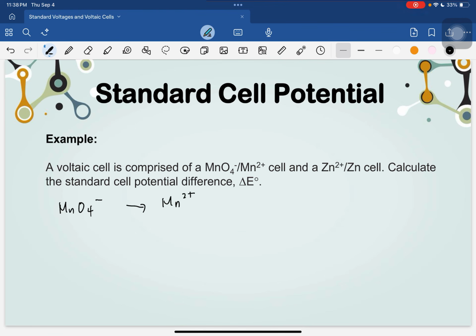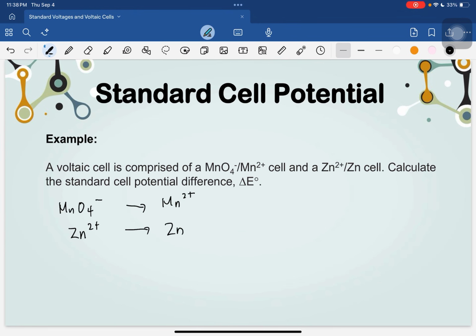You have to carry the charges as well. And the other pair is zinc 2 positive and zinc. Now, a rule that we will never forget when it comes to chemical reactions is you have to always work with balanced equations. So of course, what was our rule before?